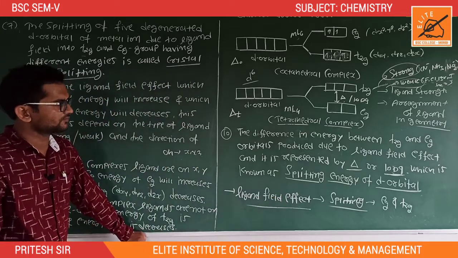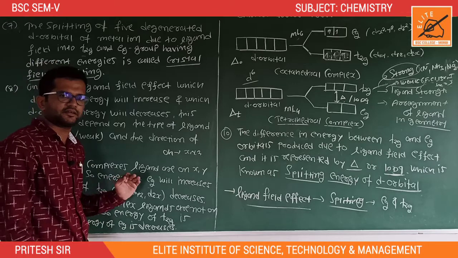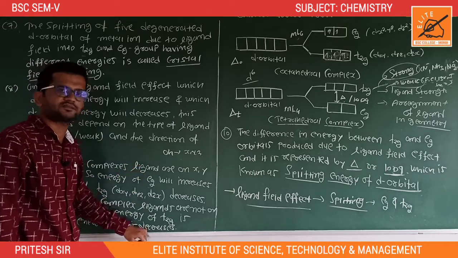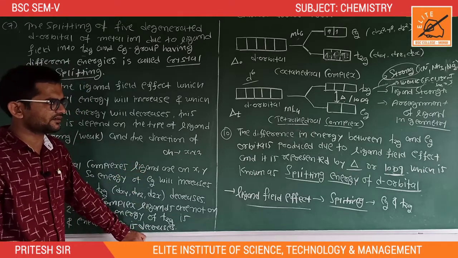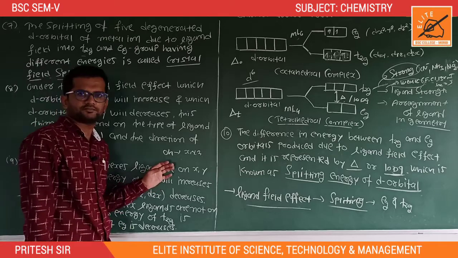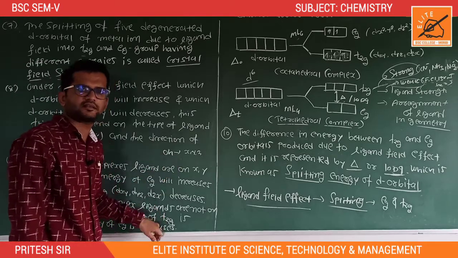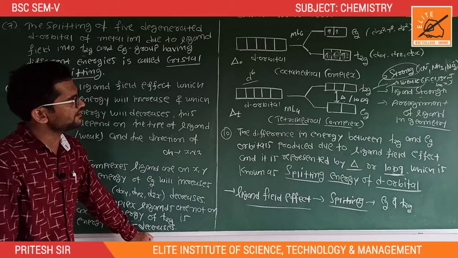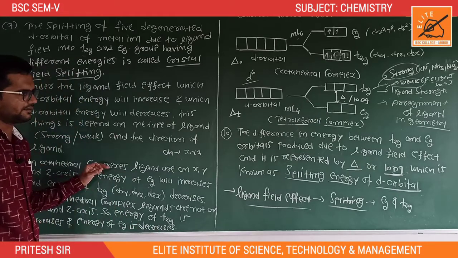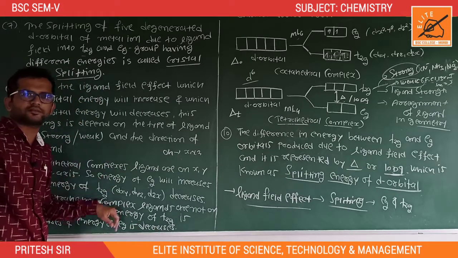The explanation of crystal field theory contains a total of 10 points. The first is that Swanbeck gave this theory in 1977 to explain the strength and stability of complexes. So these 10 points contain the characteristics of crystal field theory.